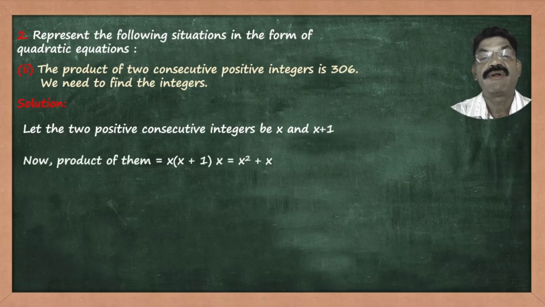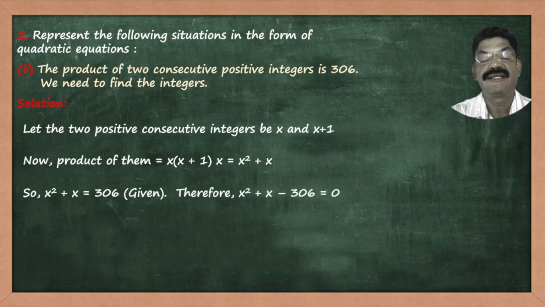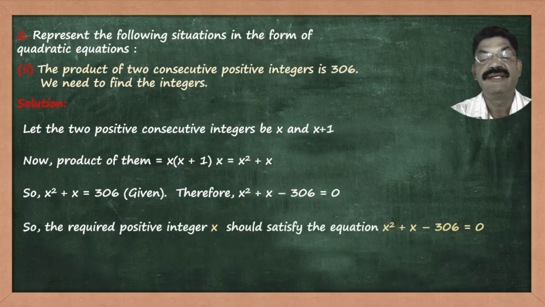We are given their product is equal to 306. That is, x square plus x is equal to 306, or x square plus x minus 306 is equal to 0. Therefore, it is a quadratic equation. We need not solve it, we just have to represent the situation in the form of a quadratic equation. That's all.